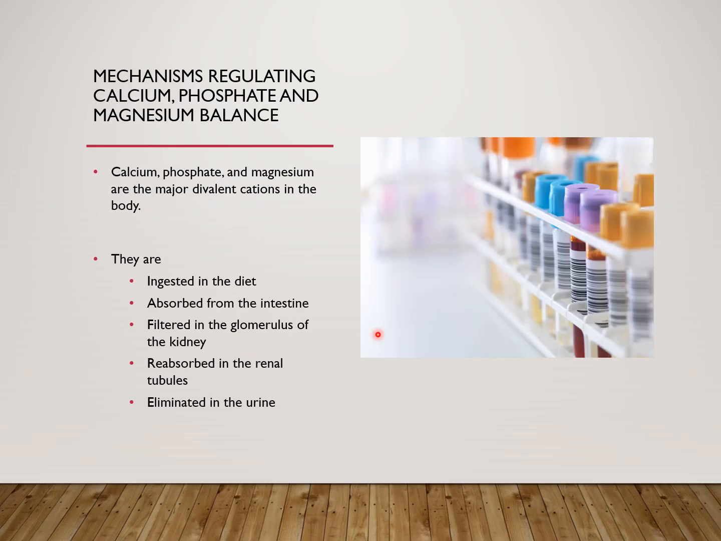So now we're going to move on to the regulation of calcium and phosphate, and then we're going to talk about magnesium balance. Calcium, phosphate, and magnesium are the major divalent cations, or positively charged ions, within the body. They are primarily ingested within the diet, absorbed from the intestine, and filtered in the kidney for removal. As opposed to potassium, their filtration is largely related to being reabsorbed in the renal tubules rather than just straight entering that filtrate, but they are ultimately eliminated in the urine.